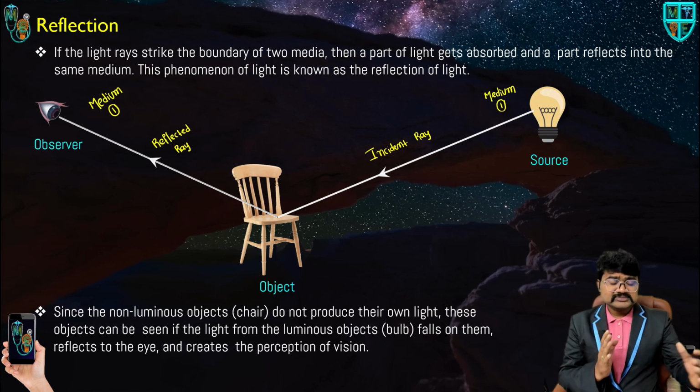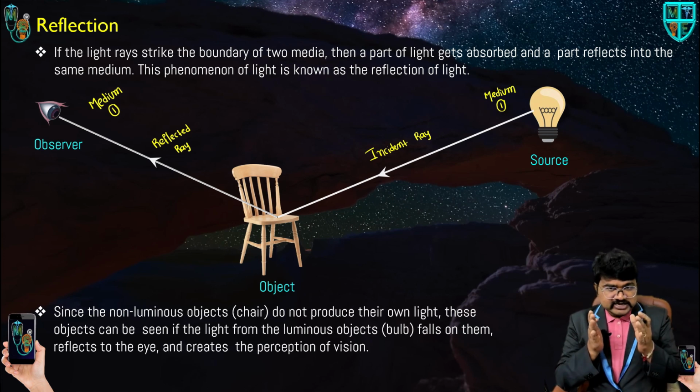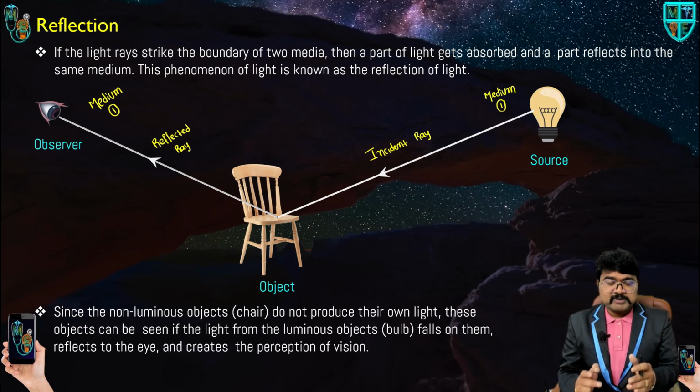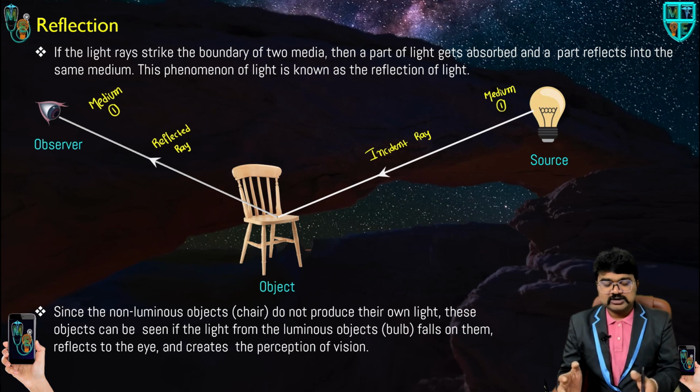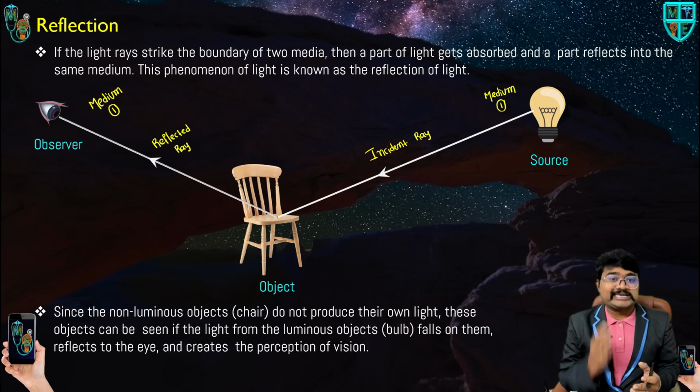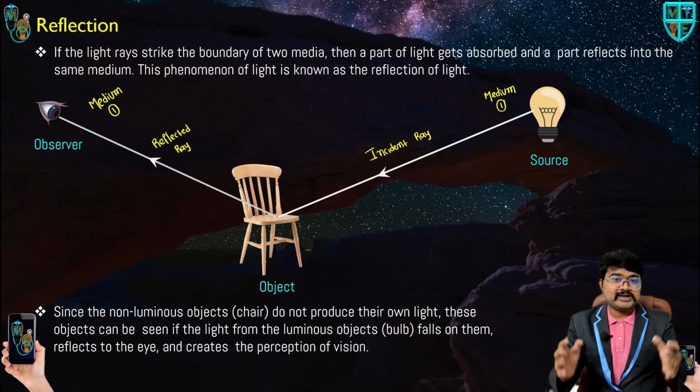Here one thing I want to tell you: this is the source. From the source, the incident ray is coming and is incident on the object. Some amount of light will be reflected and reaches the observer. That is why you are able to see these objects. Here the chair is what? A non-luminous object. This chair is not emitting or producing light. But how are you able to see this object? Because of this particular process. From the source, light is incident on the non-luminous object, then it is reflected from the surface of the non-luminous object and reaches the observer.